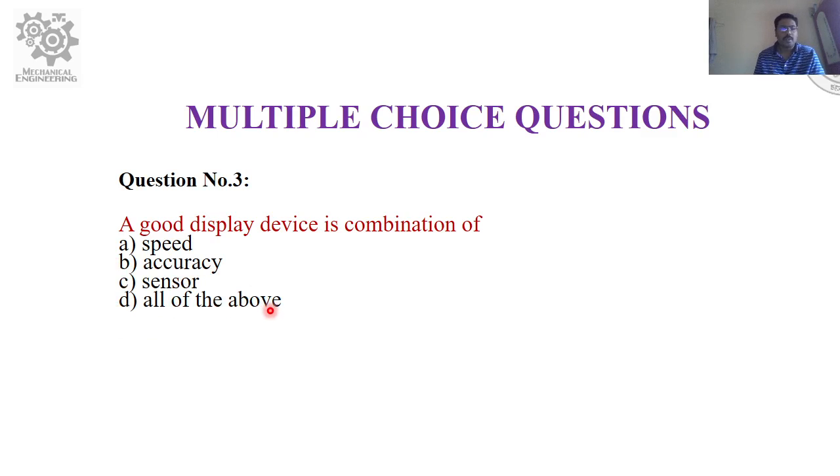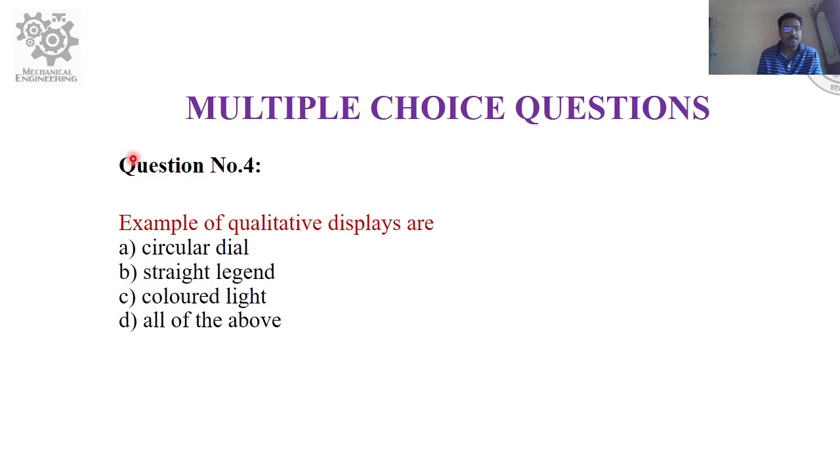A good display system is a combination of. Which one is your correct answer? Guess and find out the correct answer. A good display system needs a combination of speed, accuracy, sensor, or all of the above. So write your answer and guess your answers. So we'll go for the fourth question.